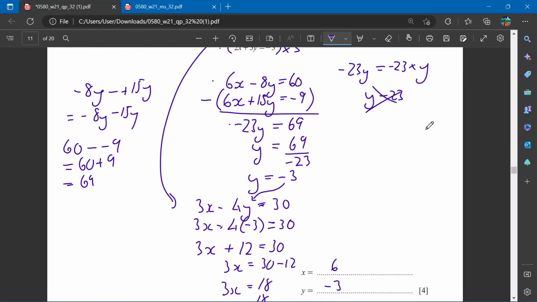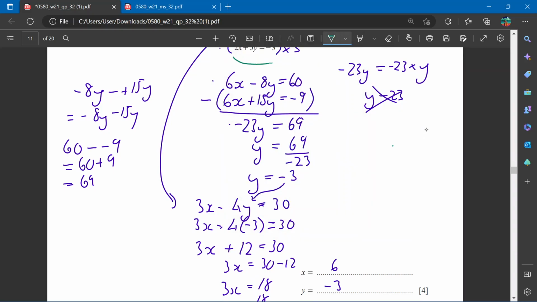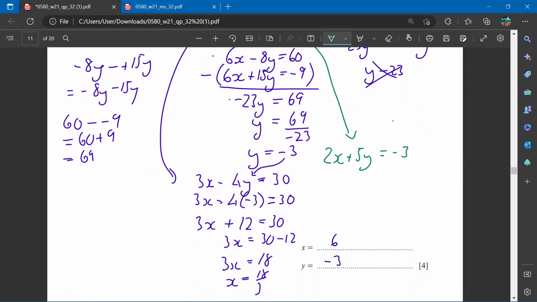Okay, you can check if it's correct. You don't have to do this. This doesn't count marks, but if you got time, take that second equation, which is 2x plus 5y equals -3. Substitute the 6 and the -3 in there. So we got 2 times 6, because x is 6. And we got y is -3. So 2 times 6 is 12. 5 times -3 is -15. 12 minus 15 is -3. And we know we've got it right. That is the correct answer.